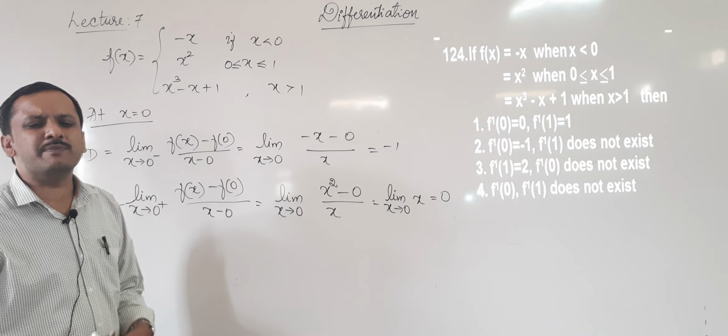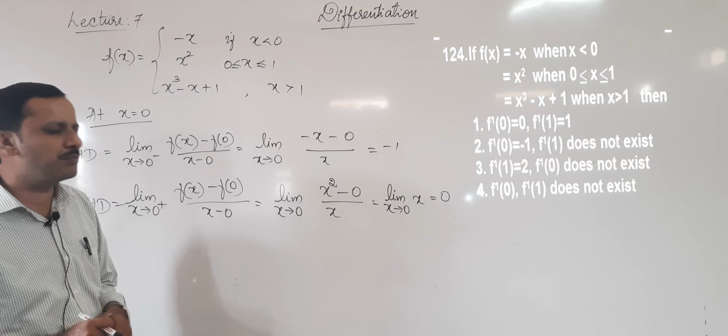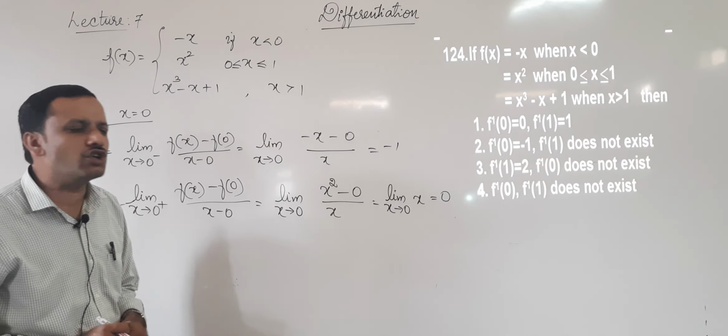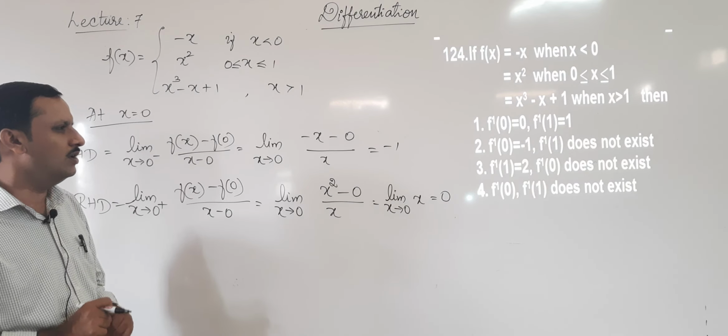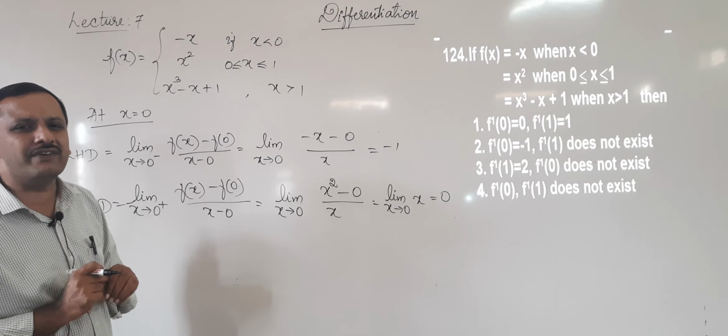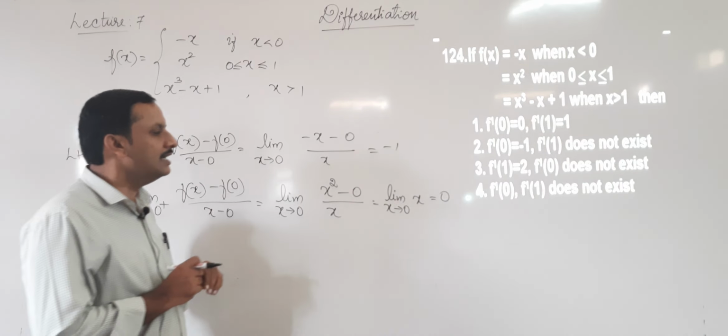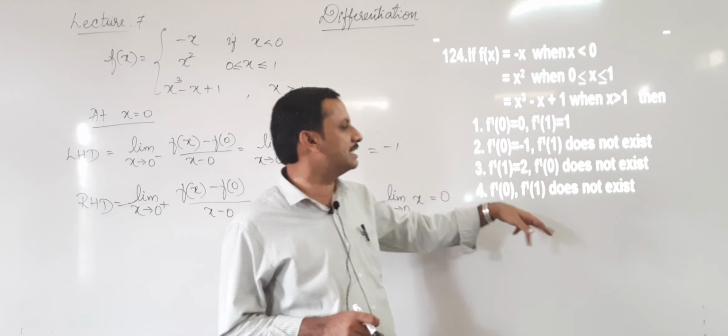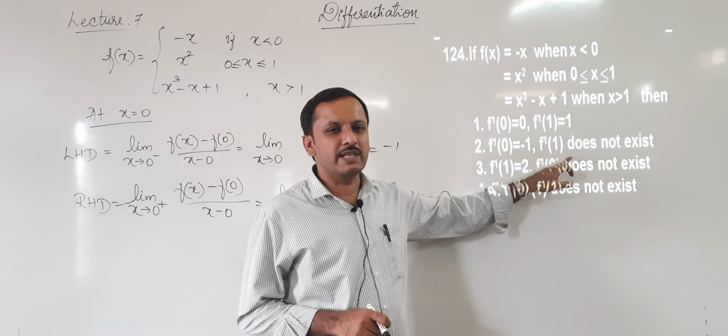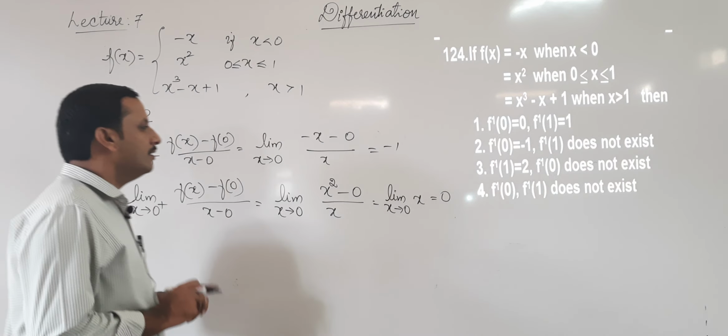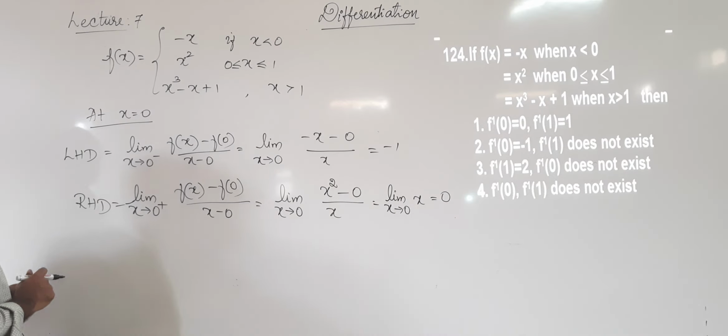Left hand derivative is minus 1, right hand derivative is 0. So the function is not differentiable at 0. So this clearly indicates that f dash of 0 does not exist. f dash of 0 does not exist is present in only one option. So that's the answer. Okay. But however, I will tell you what is f dash of 1.